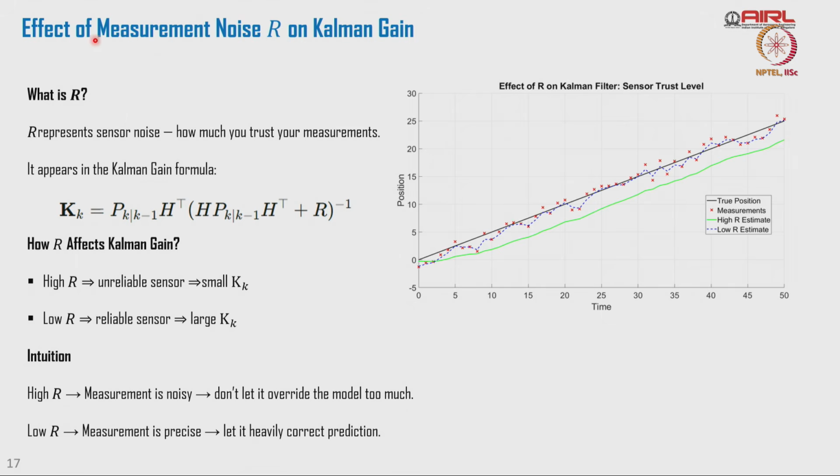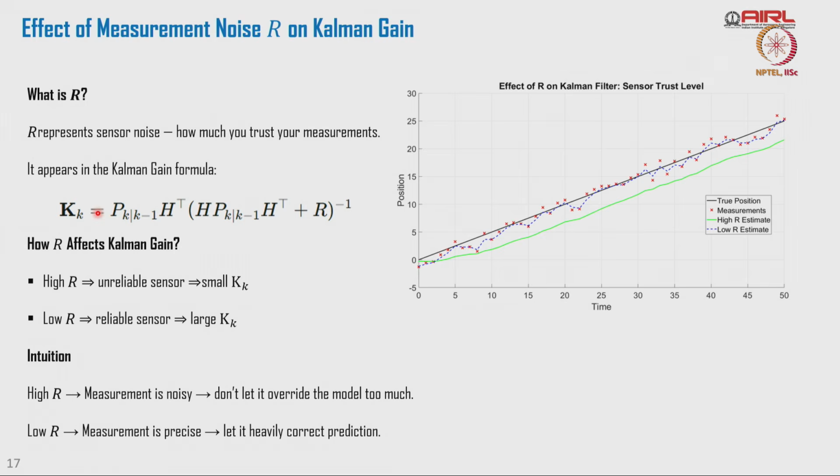Now let us understand the effect of measurement noise on Kalman gain. What is R? R represents sensor noise, how much you trust your measurements. How does R appear in the Kalman gain formula? Kk depends on Pk|k-1 H transpose, open bracket, H Pk|k-1 H transpose plus R, the whole inverse. Now let us understand how R affects the Kalman gain.